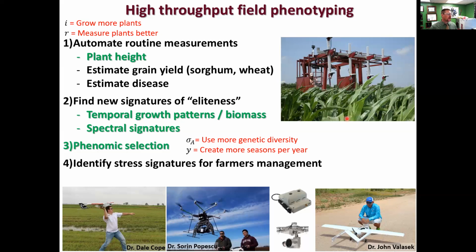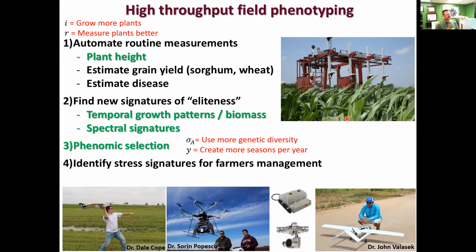The next level, though, is to find new signatures of eliteness. I can't have a crew go out and manually measure plant height every day on my crops, but I could have a UAV out there every day measuring plant height on my crops, right? Then we can start to connect these temporal growth patterns and get biomass estimates. We also can get spectral signatures. It's very hard with a backpack to get a hyperspectral signature of a plot or a plant, whereas it's very easy with a UAV. And I'm going to show you a couple examples of all these things in green.